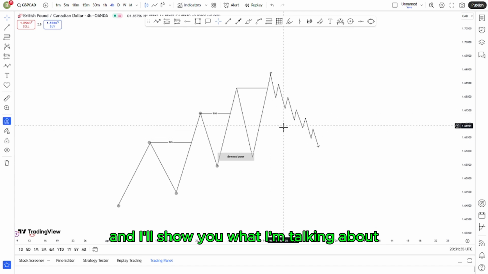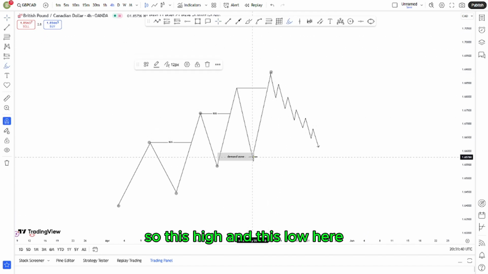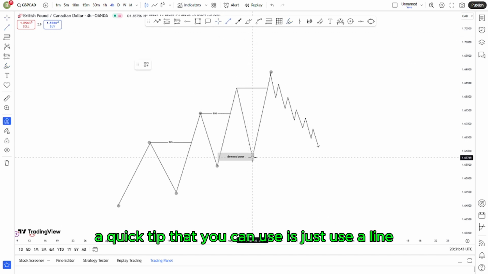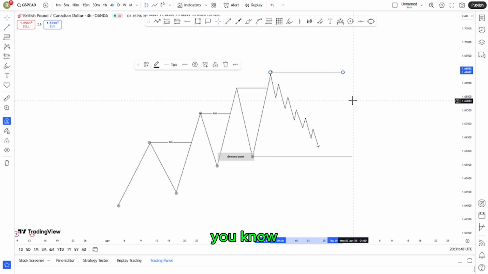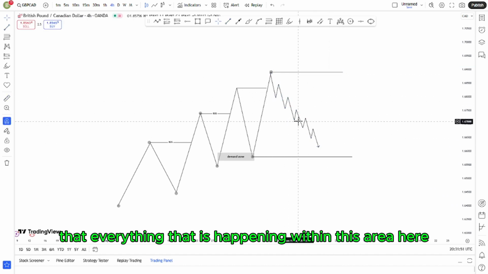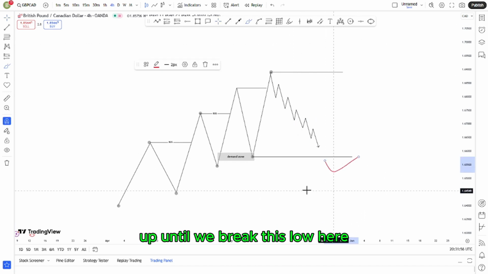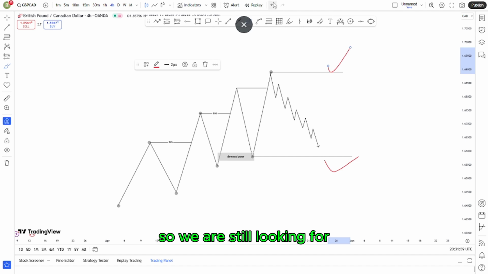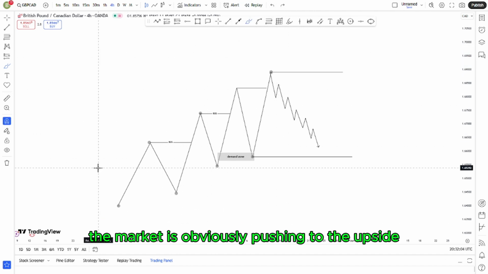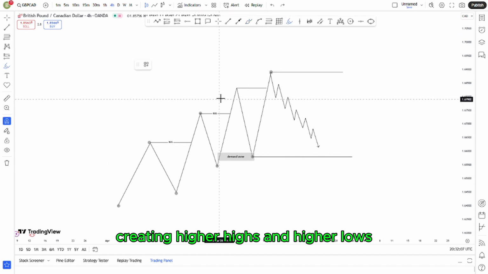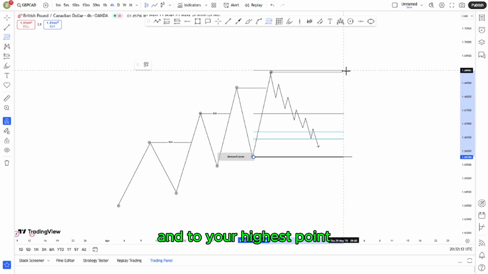And I'll show you what I'm talking about. So let's say maybe we had this high here. This high and this low here, it's your trading range. And a quick tip that you can use is just use a line from the low just like that and then to the high. Then you know that everything that is happening within this area here is just internal, up until we break this low here, or we break this high here. So we are still looking for those continuations to push to the upside, just because the market is obviously pushing to the upside, creating higher highs and higher lows. So obviously this should be your lowest point and your highest point, just like that.